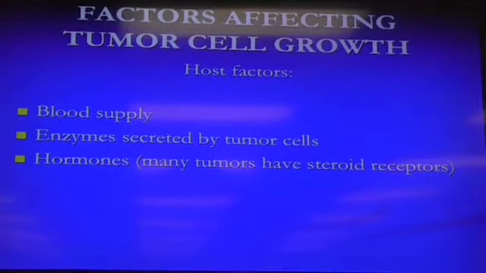Host factors that can affect tumor cell growth are your blood supply, enzymes secreted by the tumor cells, and hormones. Many tumors have steroid receptors to hormones. The best example is breast cancer and their receptors for estrogen. And so estrogen stimulation can cause these tumors to grow. Or we'll say estrogen priming results in neoplasia when they are exposed to the estrogen again. Which is why it is extremely important to spay your dogs.